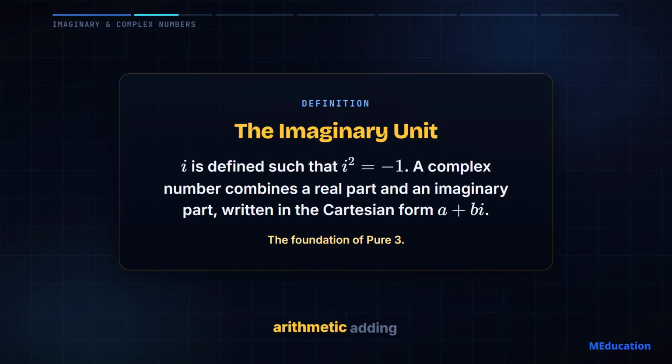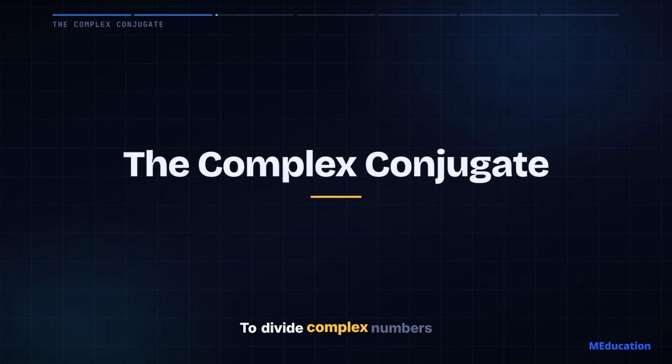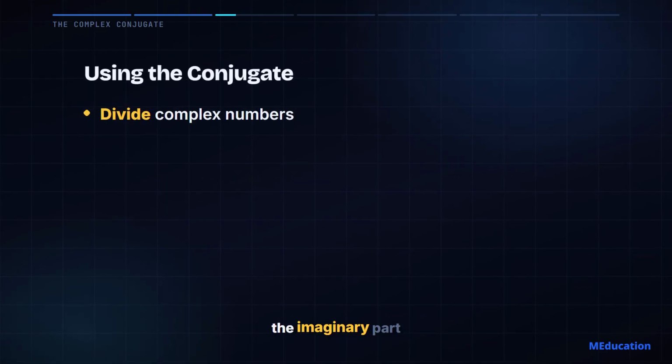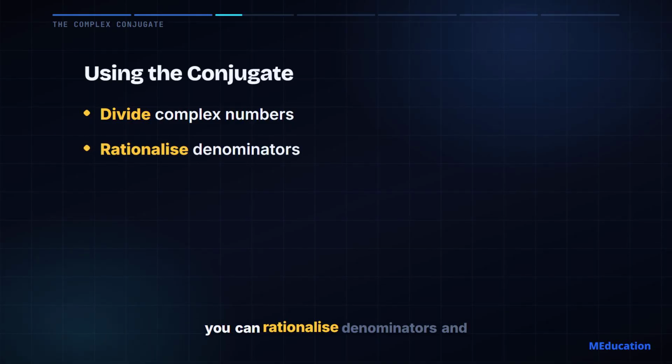You will master the basic arithmetic, adding, subtracting, multiplying, and dividing these new numbers, just like normal algebra. The only new rule is replacing i squared with -1 whenever it appears in your working. To divide complex numbers, you need a powerful new tool, the complex conjugate. By flipping the sign of the imaginary part, you can rationalize denominators and clear fractions effortlessly.